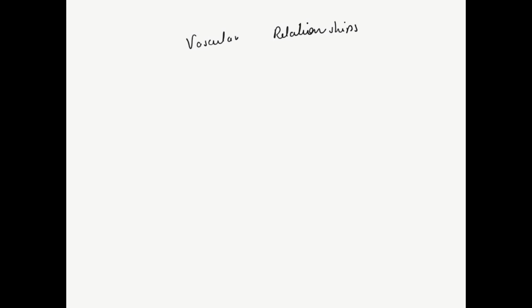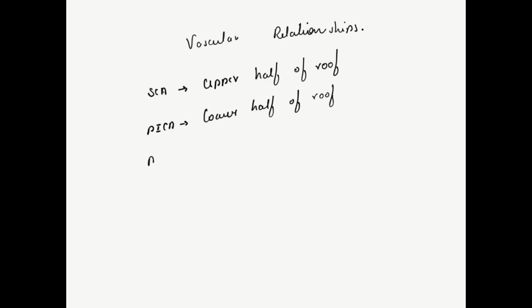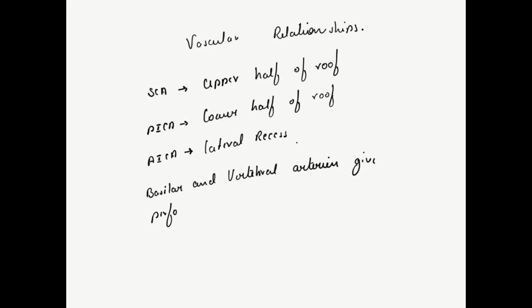The superior cerebellar artery actually supplies the upper part of the roof, and the posterior inferior cerebellar artery supplies the lower part of the roof, and the anterior inferior cerebellar artery supplies the lateral recess, and the basilar artery along with vertebral artery gives a number of perforators that actually supply the floor of the fourth ventricle.